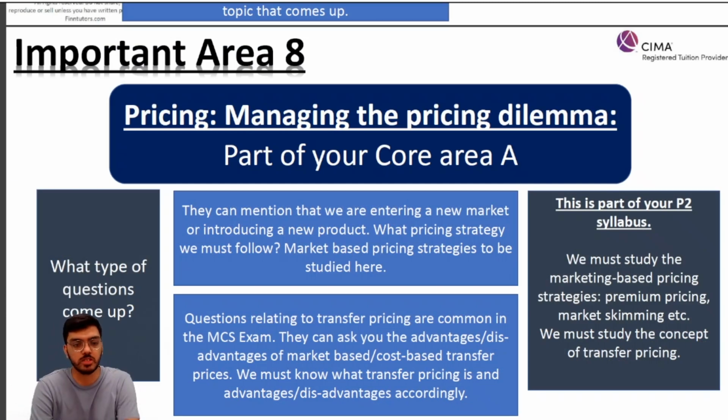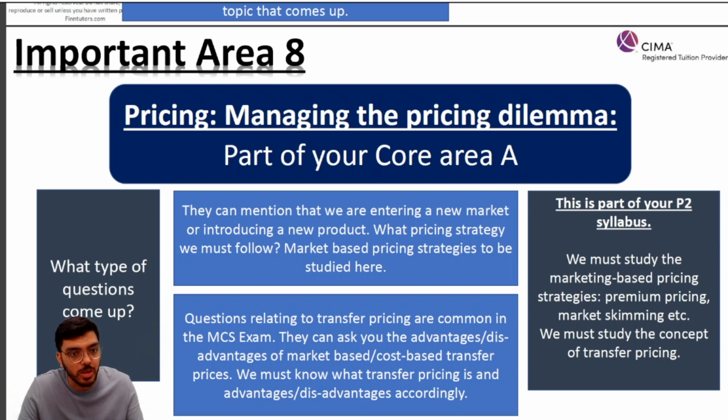Next topic we discuss is managing the pricing dilemma. Now earlier we dealt with costing. Never mix costing and pricing. Both are two very different things. So when we think about pricing, pricing is how you price your product so the customer is induced to buy the same.